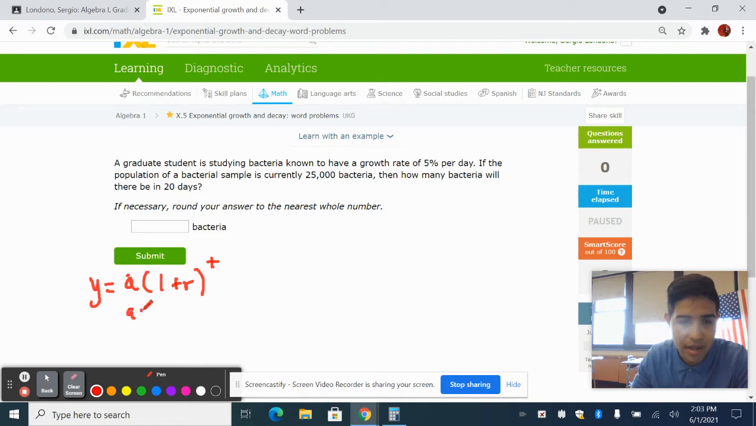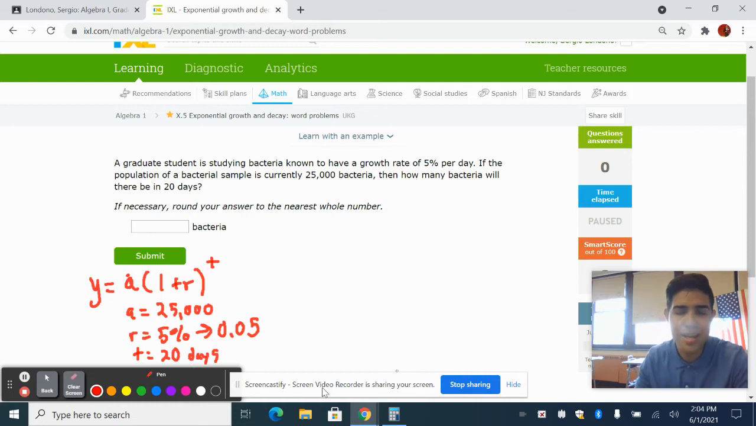A is 25,000. That is our bacteria we're starting with. Our rate is 5%, but remember, we can't just plug in 5% and add it to 1. No. So we're going to write it as 0.05. Remember, you move the decimal over 2 times, and you end up with 0.05. And finally, our time is 20 days.